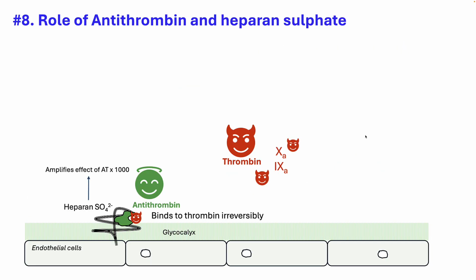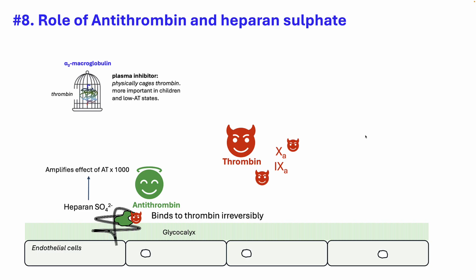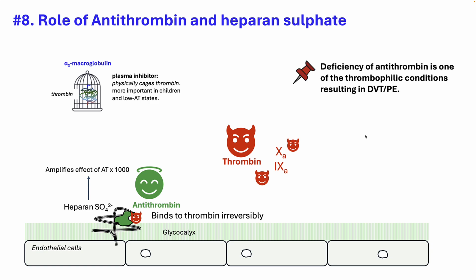If you have thrombin generation, there are molecules in your endothelium like antithrombin which bind to thrombin irreversibly and reduce their local levels. There are other molecules in the blood like alpha-2 macroglobulin which physically encase the thrombin. So deficiency of antithrombin is one of the thrombophilic conditions resulting in thrombosis of lower legs and pulmonary embolisms.